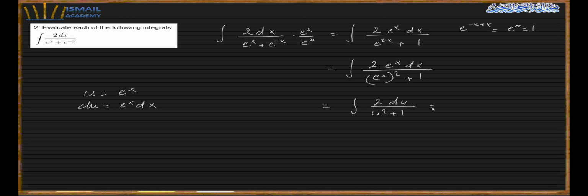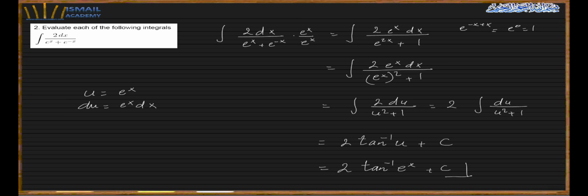If I pull the 2 out, it's going to be 2 times the integral of du over u squared plus 1, and this is the antiderivative of tangent inverse of u. So this is going to be 2 tangent inverse of u plus c, and we know that u is e to the x, so the final answer will be 2 tangent inverse of e to the x plus c, and this will be your answer.